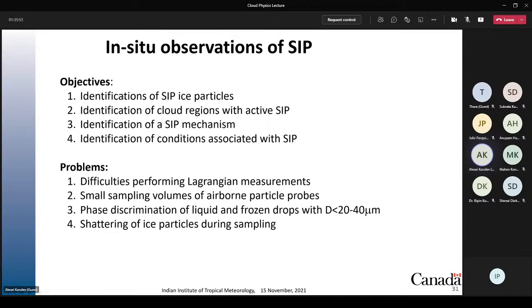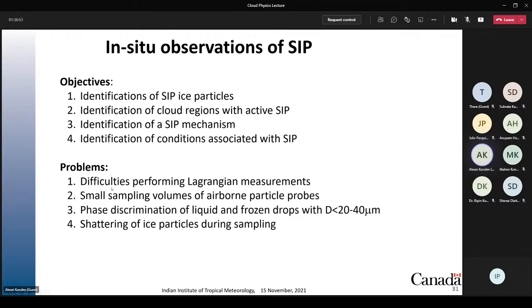The objectives of in situ observations can be identified as follows. We have to somehow identify SIP particles, secondary ice production particles. So what is the way of doing this? Somehow we have to identify regions with active SIP, because we cannot find secondary production when the production is over. Next, we have to figure out what mechanism is responsible for the observed secondary ice particles, and identify conditions. That's the most important one: identify conditions associated with SIP, so we can figure out what the necessary and sufficient conditions are.